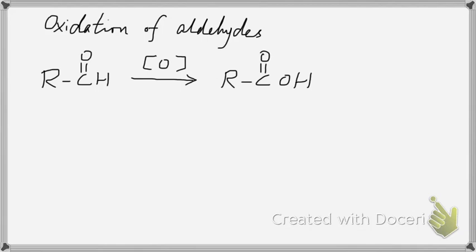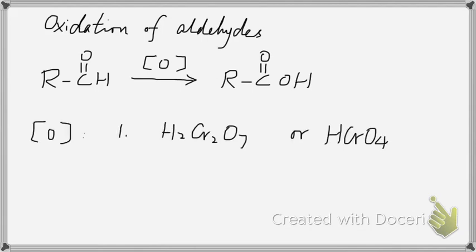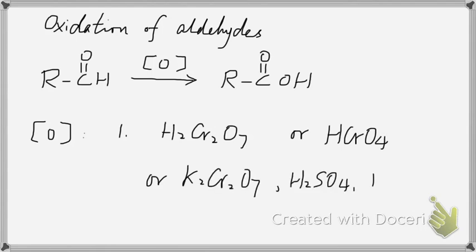What are the oxidizing agents? At least you should know one of them, the chromic acid, right? So you could say different versions. It could be H2Cr2O7 dichromic acid or H2CrO4 chromic acid, or potassium dichromate in sulfuric acid, which will make chromic acid instantly.